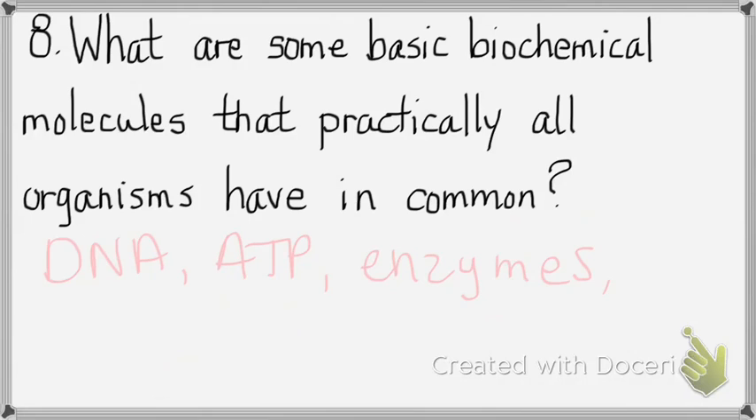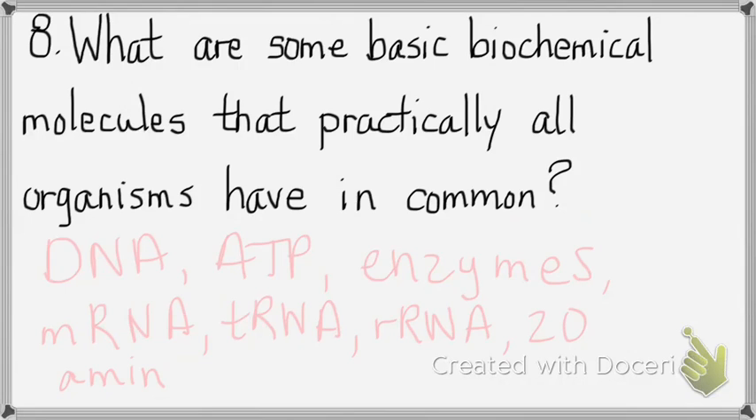All cells have those. Okay, I don't think your book mentions this one. All the kinds of RNA. All cells have all 3 kinds of RNA. All cells have that. All cells use the same 20 amino acids. And you guys know this, all cells use the same genetic code.